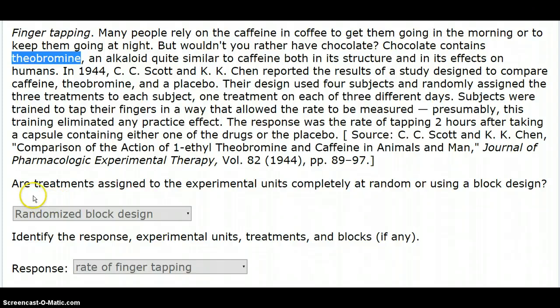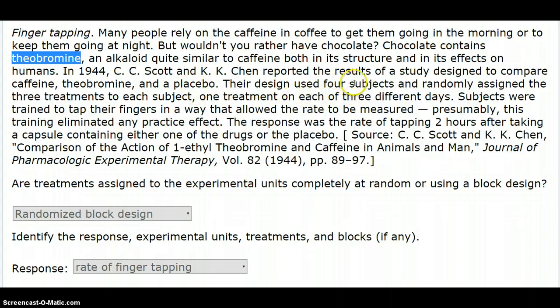And what we have here is a randomized block design. So how do I know that? Well, we have 4 different subjects, and each of these 4 subjects gets 3 treatments: caffeine, theobromine, and a placebo. Placebo, again, it's a sugar pill, basically. There's nothing really in it. Although in this case, they probably wouldn't even use sugar because the sugar may have some kind of stimulant effects also. So probably nothing of effect in this placebo pill.